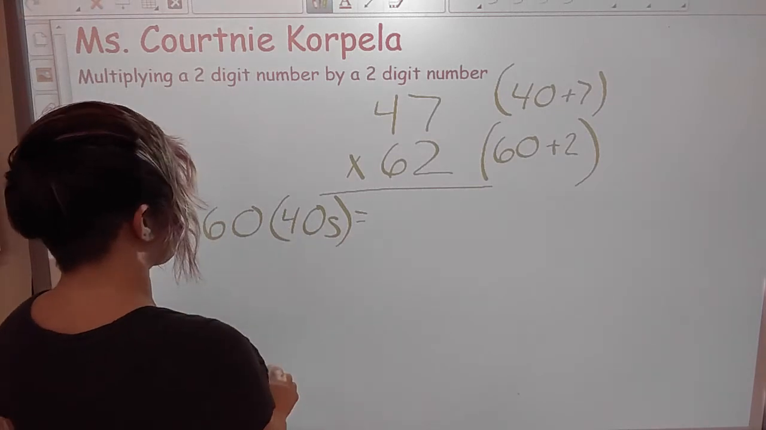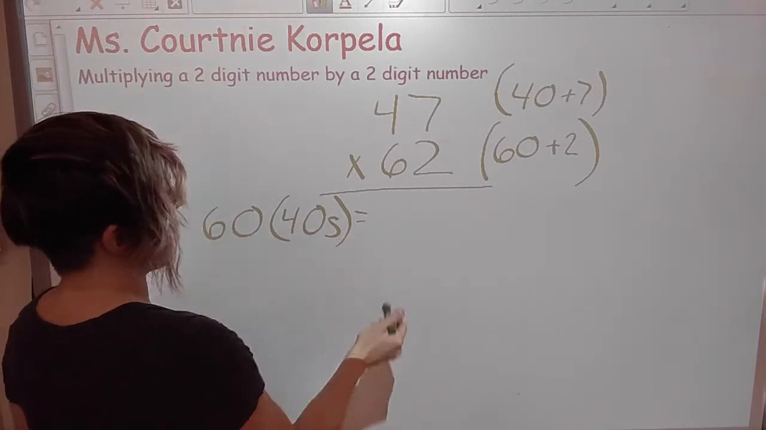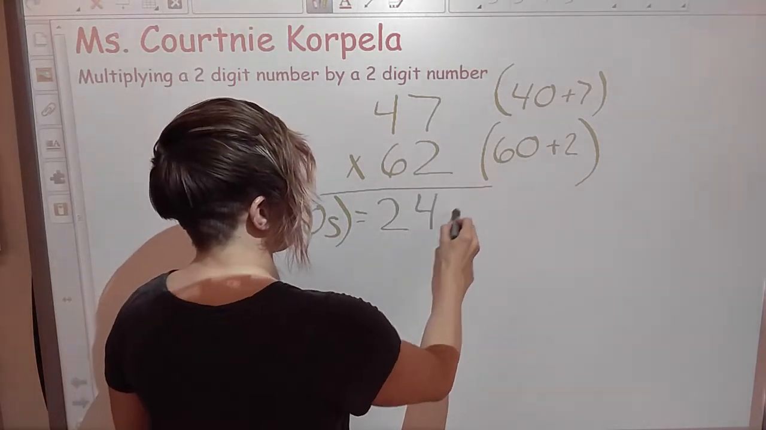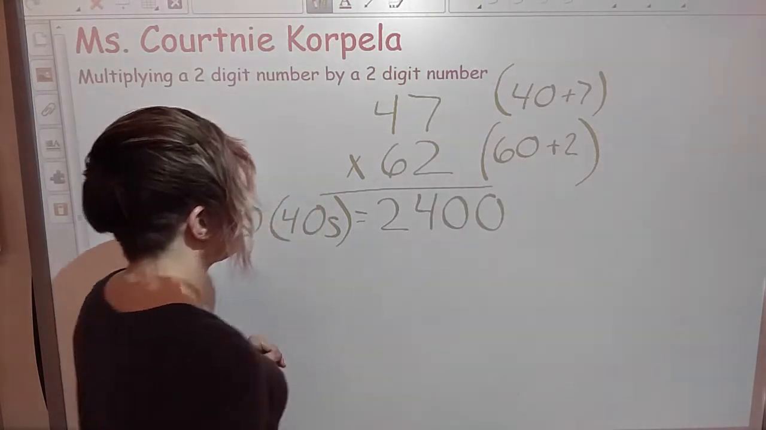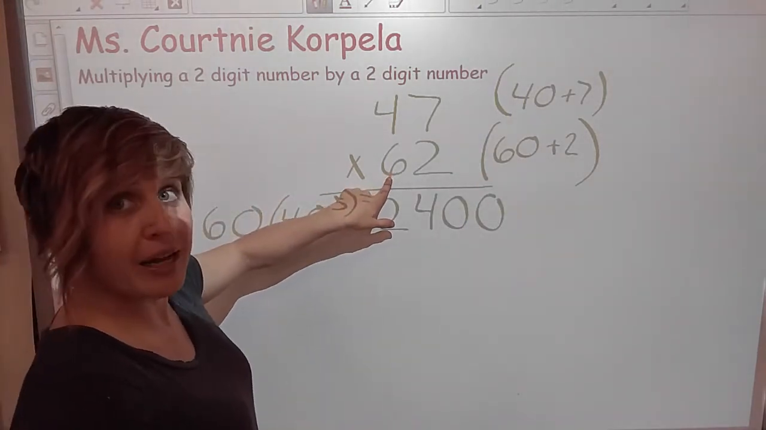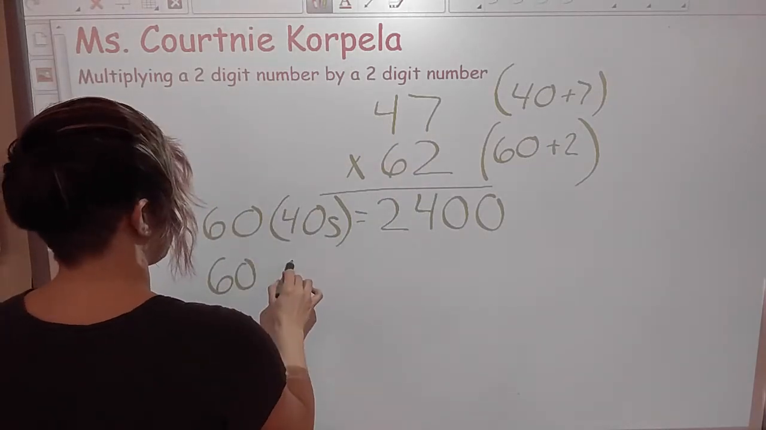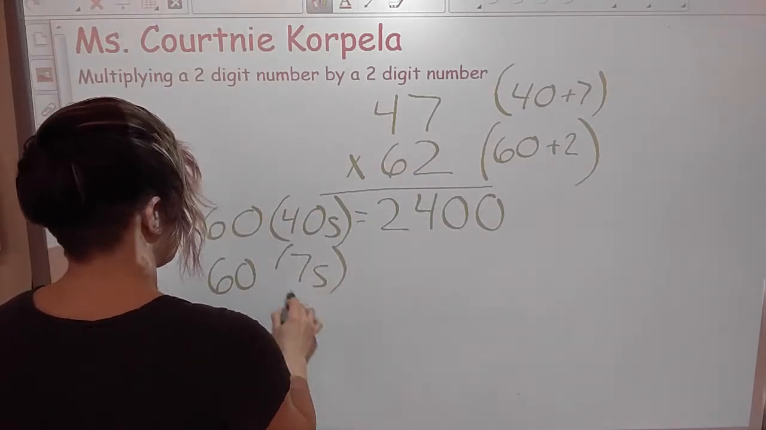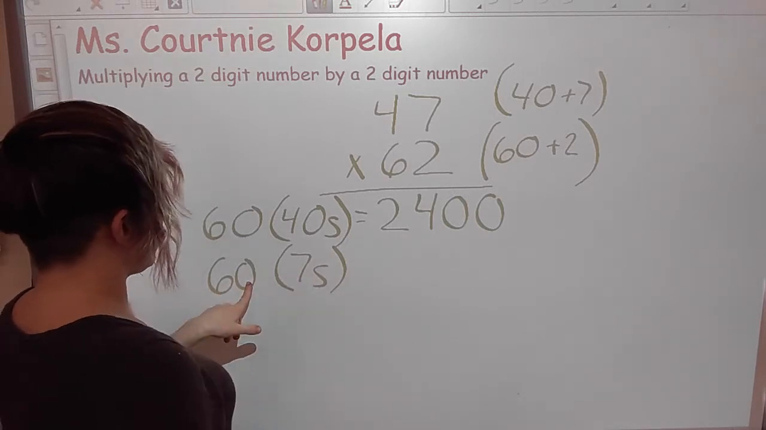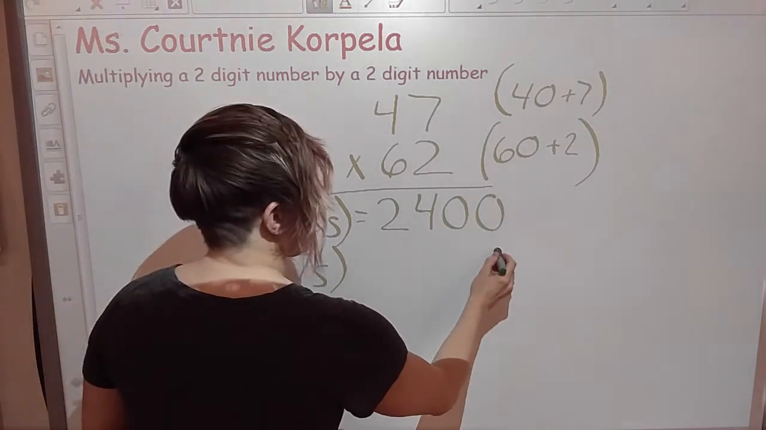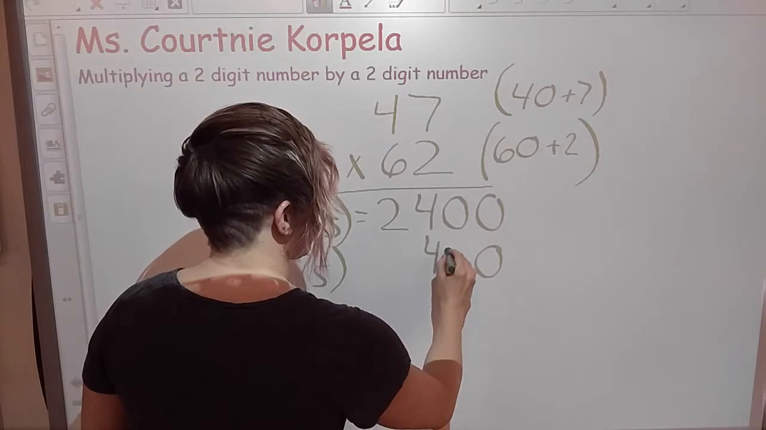We know that 6 times 4 is 24, and we're going to add on our 2 zeros then. Following that, we're going to multiply the 60 times 7. 60 sevens. 6 times 7 is 42, and the number is going to be 10 times bigger. I'll add in the 0 and put in 42.